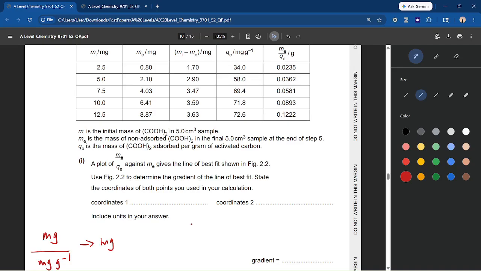Me is milligram. Oh wait, they've already given us the Me by QE.